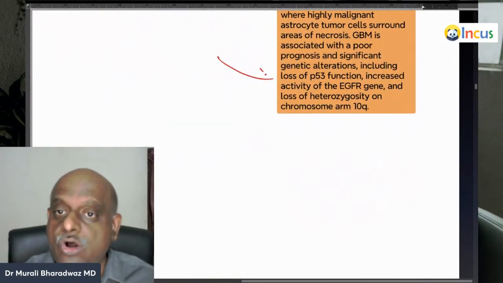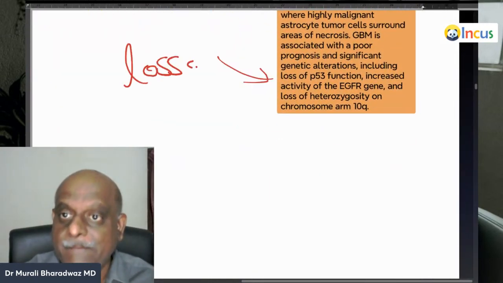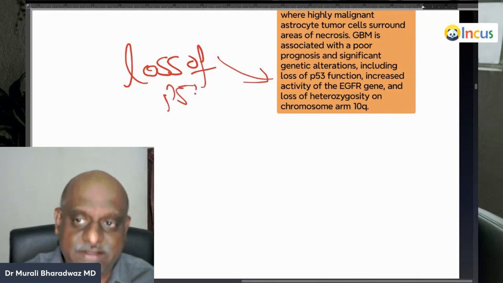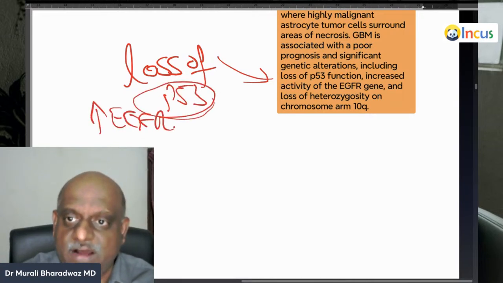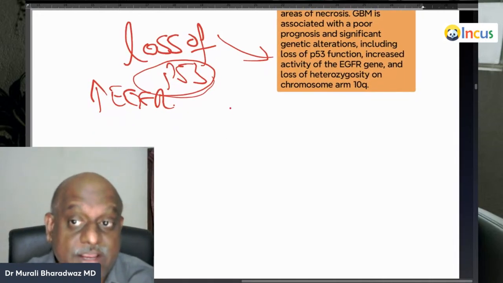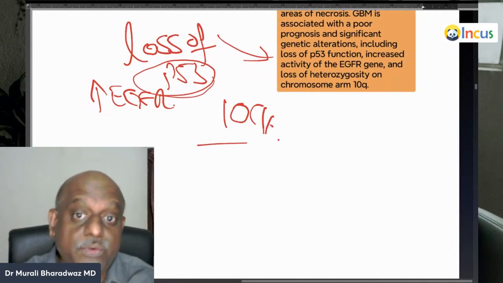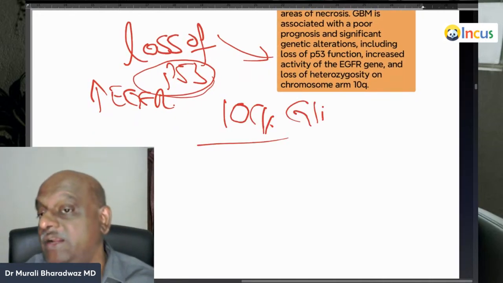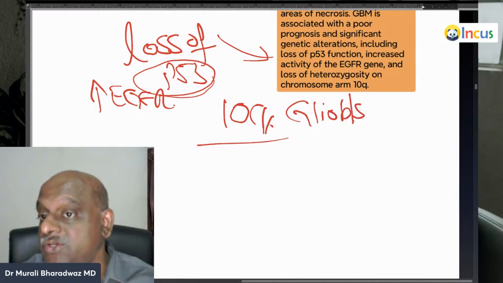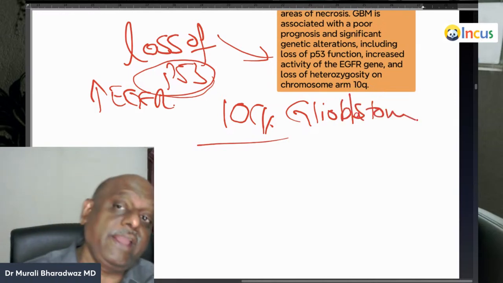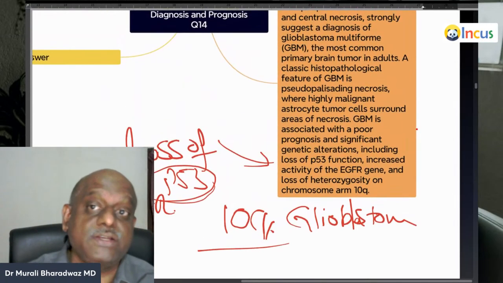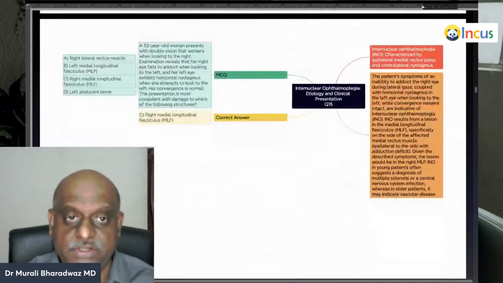It is the loss of P53 function, increased activity of the EGFR gene, and loss of heterozygosity of chromosome 10q. They are all responsible for glioblastoma multiforme. The genetic changes you need to be very sure about.